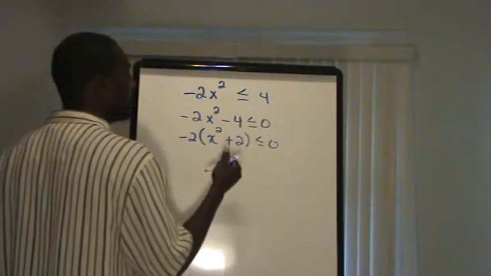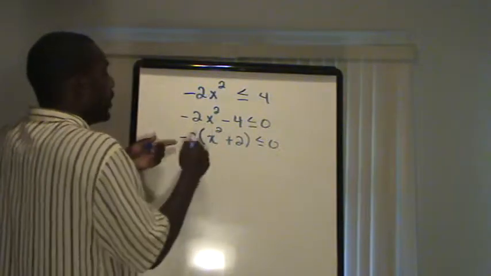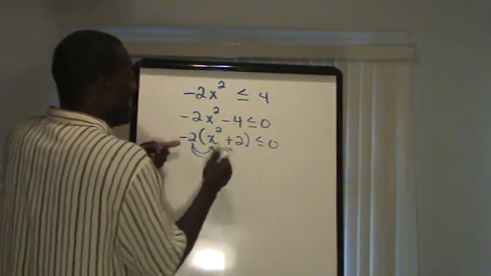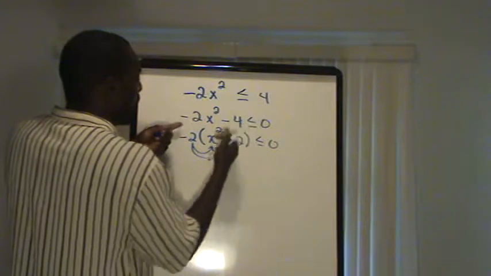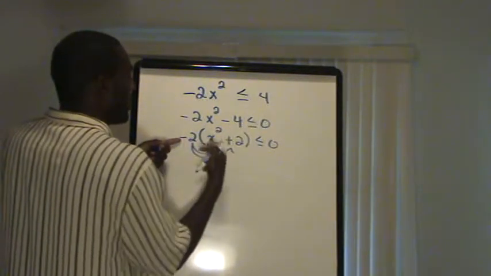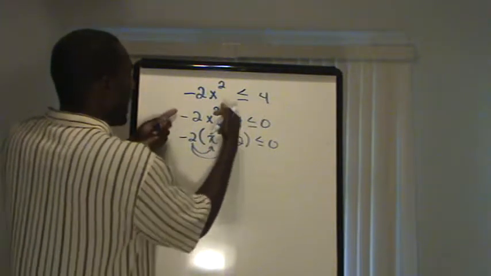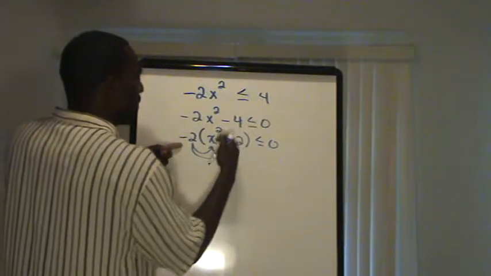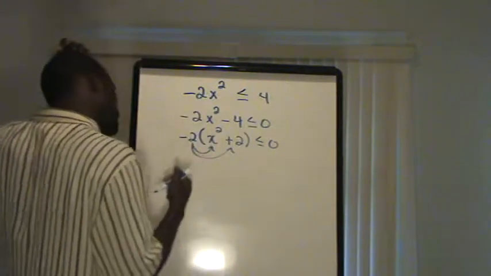This is so because whenever you factor anything out, you want to make sure that you can go back and use your distributive property and get back what you started with. So if I take a negative 2 and multiply times a positive x squared, I do get back negative 2x squared. And likewise, negative 2 times positive 2 gives me negative 4.